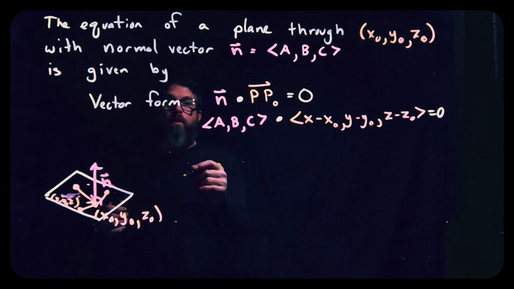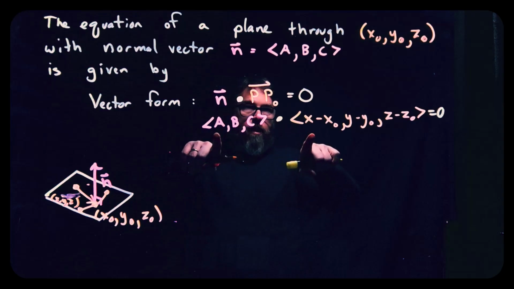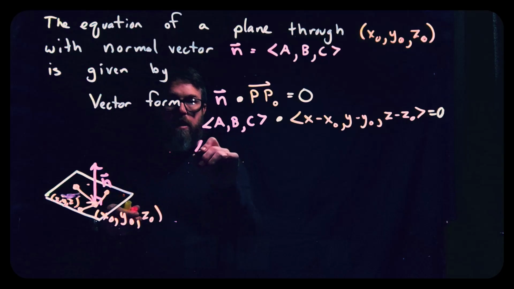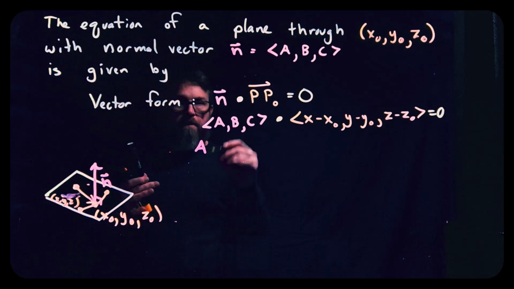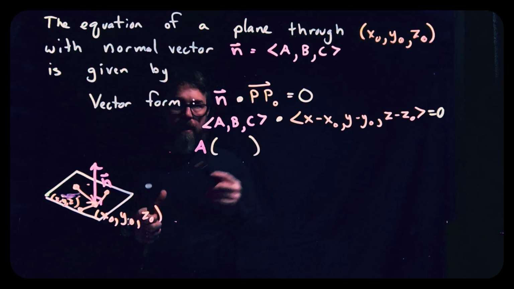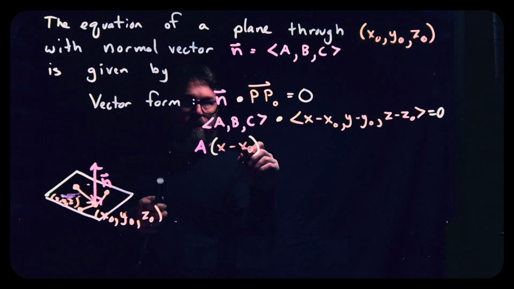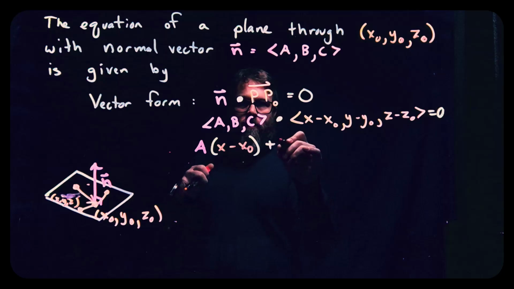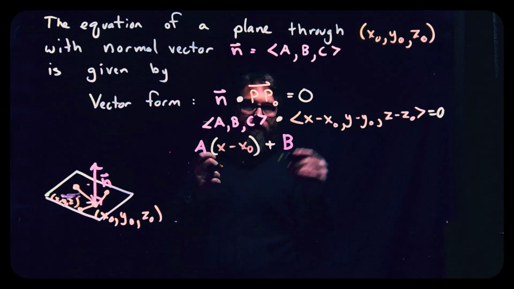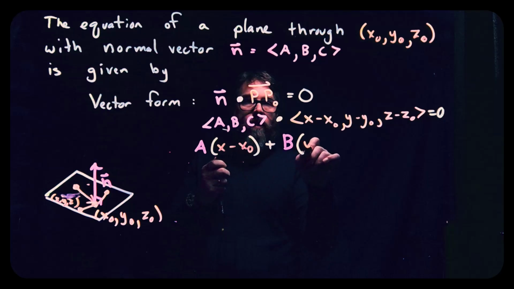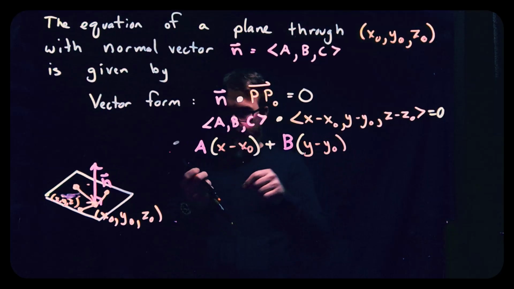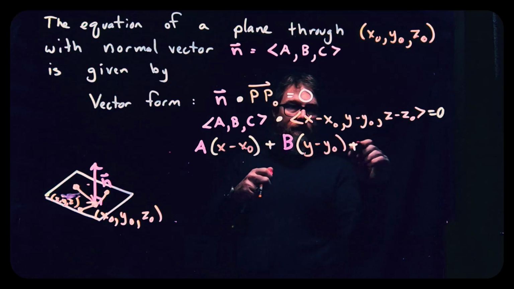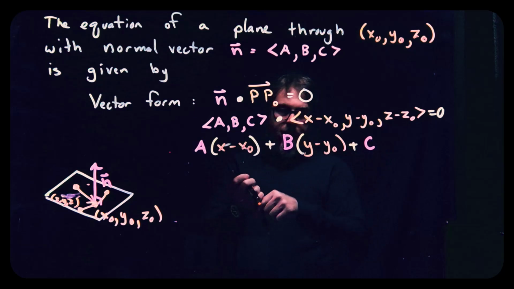So now when I do this operation, the dot product says multiply the corresponding components, and then we're going to add those things together. So this is going to be a times x minus x naught, and then plus b times y minus y naught, and then finally plus c times z minus z naught.